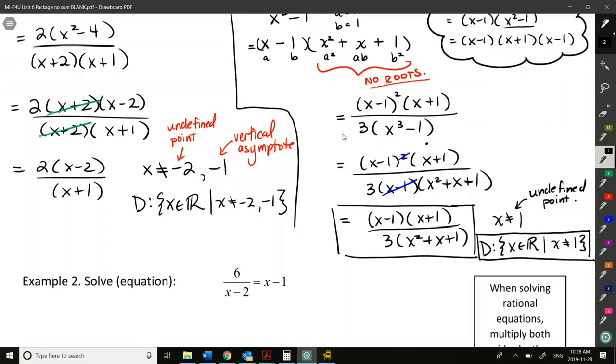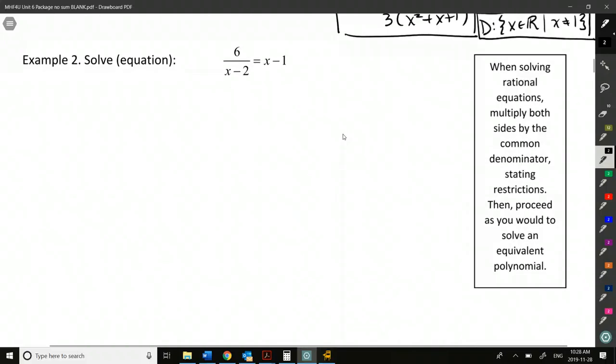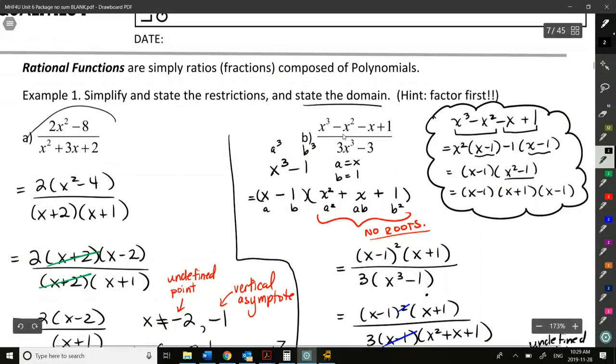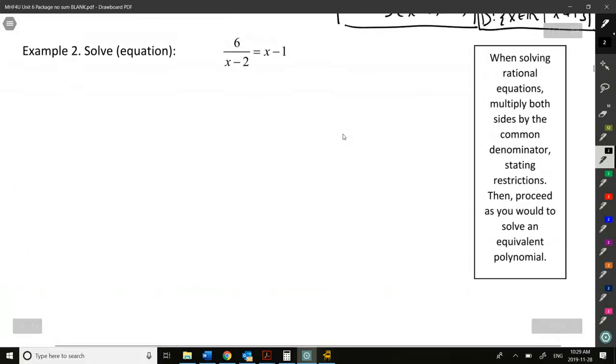Okay, can I scroll? All right, so we're going to look at solving rational equations, which are slightly different from what we just worked with. This is a rational expression. Why is this a rational equation? What's different? It has things on both sides of the equal sign. Yeah, it actually has an equal sign. So an equation has an equal sign, right?